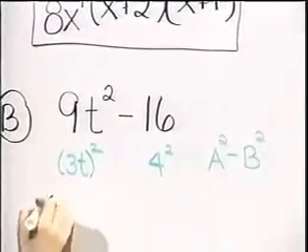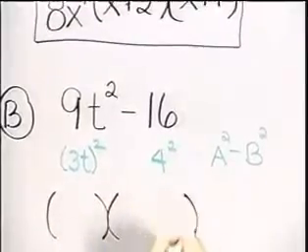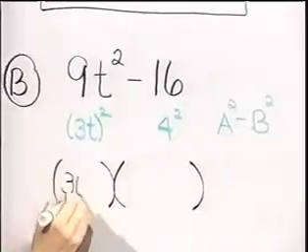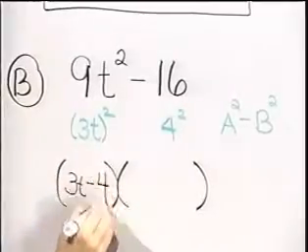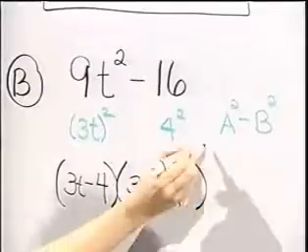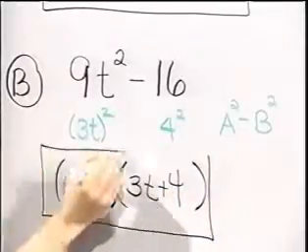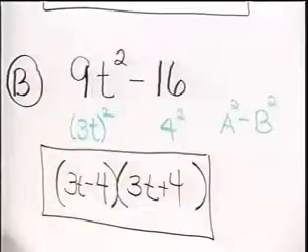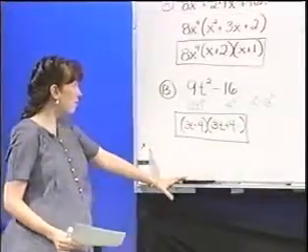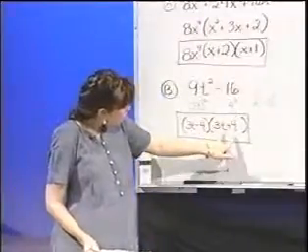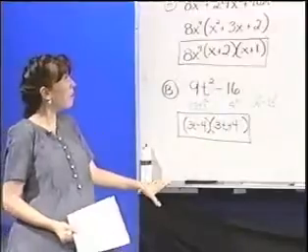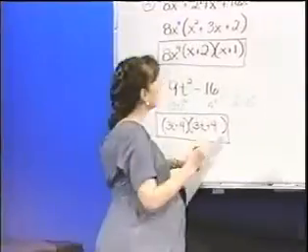Remember, the formula is a squared minus b squared. (3t) squared minus 4 squared, that's (3t minus 4) times (3t plus 4), or vice versa, (3t plus 4) times (3t minus 4). Can you factor each of those any further? No. And so that's your final result on B. Okay, let's move ahead to example C.